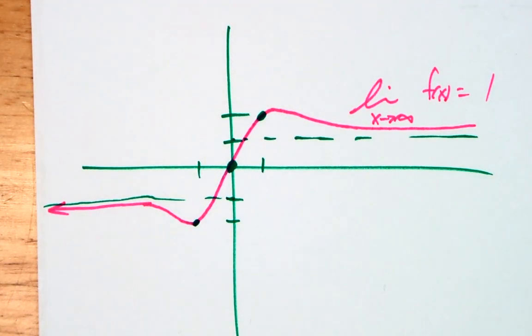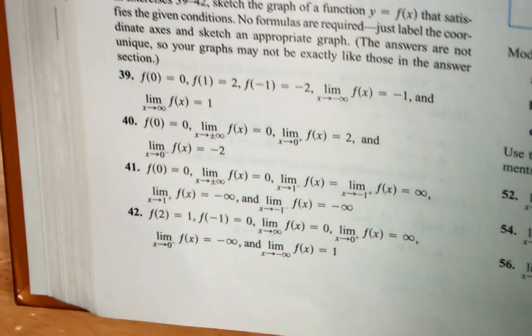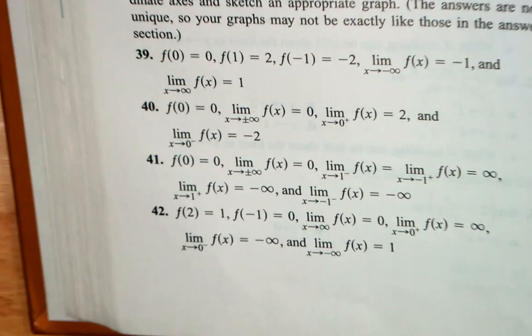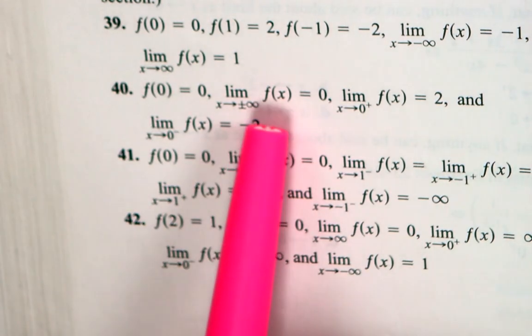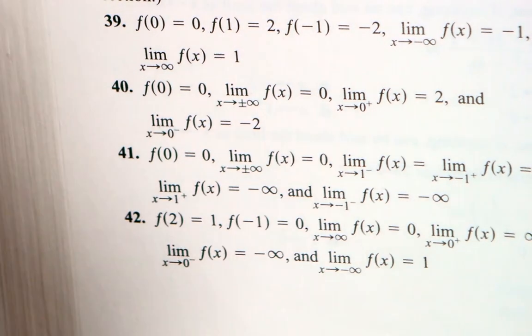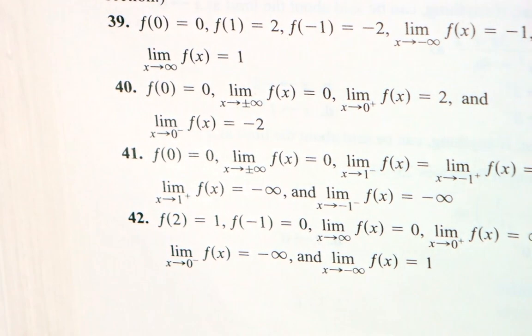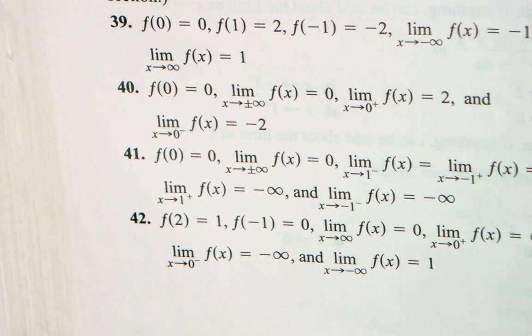Okay. Let's try 40. Where am I at here? Okay, I'm even in the wrong section here. F of 0 is 0. The limit as it approaches either positive or negative infinity, remember, another name for this is end behavior. Our end behavior is 0. As it approaches 0 from the right is 2. As it approaches 0 from the left is -2. So it's not an infinite discontinuity.